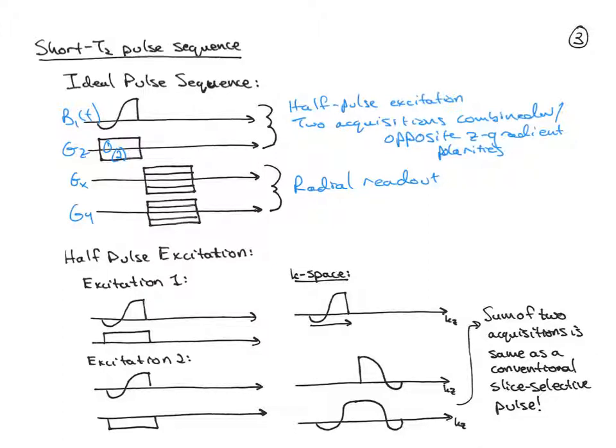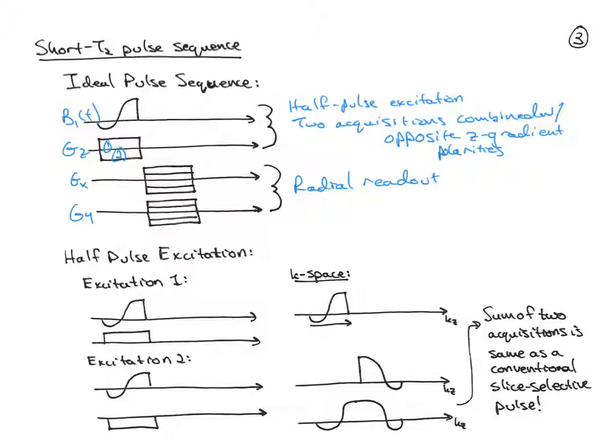So let's look a bit more closely at how and why this half pulse excitation works. So here's the first excitation. We play out half the pulse with a positive Z gradient. And what happens here is that we're moving from the left side of K-space to DC throughout the duration of this pulse, and then we stop at DC.